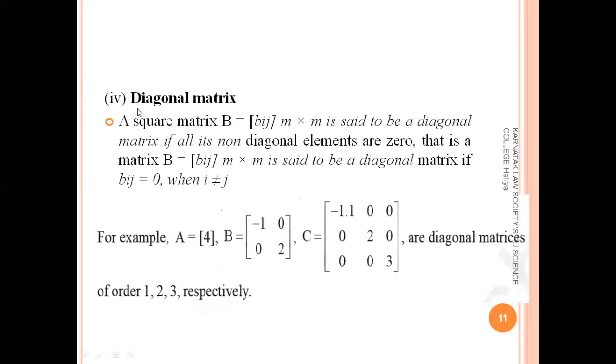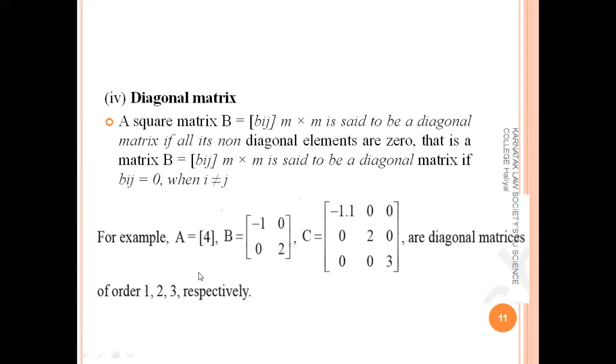Next, fourth one is the diagonal matrix. It's also a square matrix, that is, the number of rows is equal to the number of columns. But except principal diagonal elements, all other elements are 0. You will observe in these examples, except the principal diagonals, that is minus 1, 2, the other two elements are 0. And in example C, minus 1, 2, 3 are the principal diagonal elements and all other elements are 0. That's why in this type of example, we say it is a diagonal matrix.